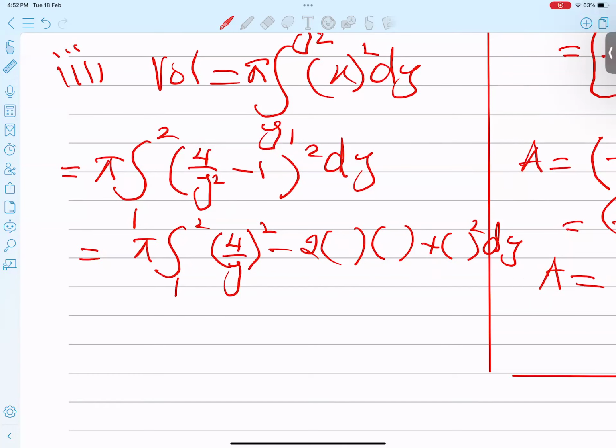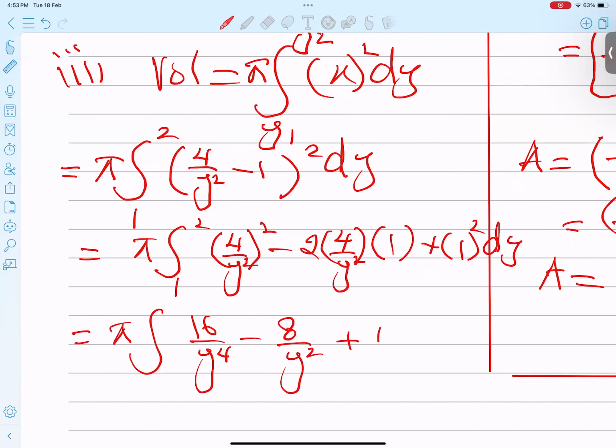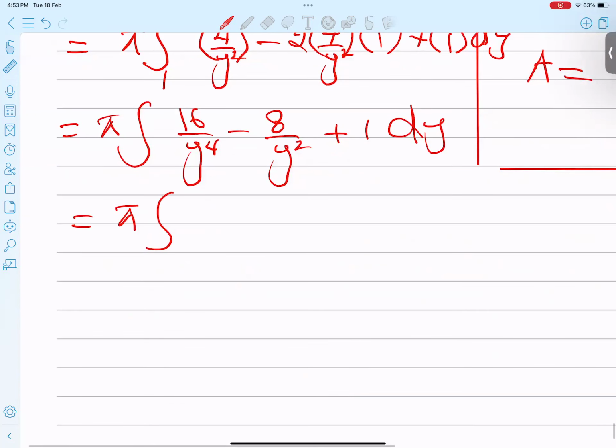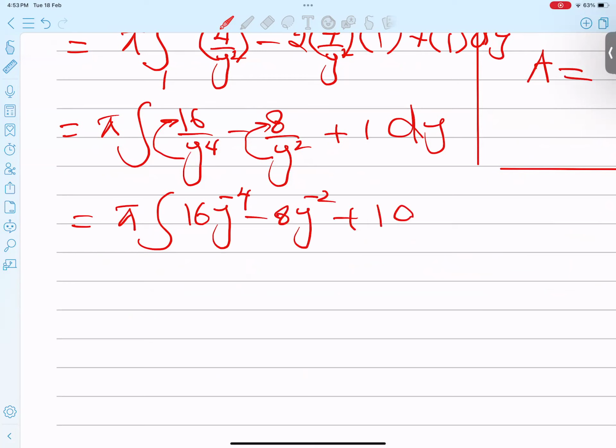So I'm writing it this way, this and 1 and 1. And I get pi times square of 4 is 16, and 2 twos are 4, and 2 fours are 8, and 2 this one. Now is the question over? Not at all. I am bound to bring it up. So this will go up and this will go up. So I get a negative 4, and here I get negative 2 plus 1, dy.